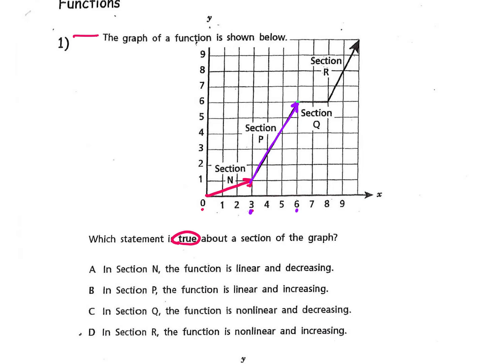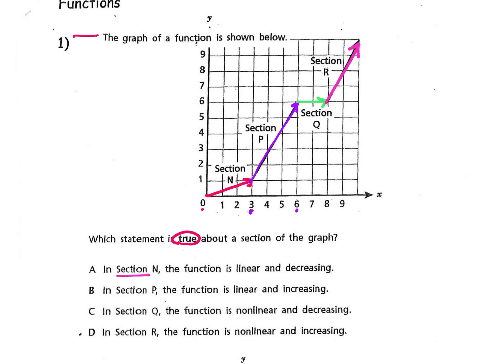In section Q, we are linear, but we stay the same in that section. It's level. And finally, in section R, we're linear and we increase again. Now let's read about each of the sections.